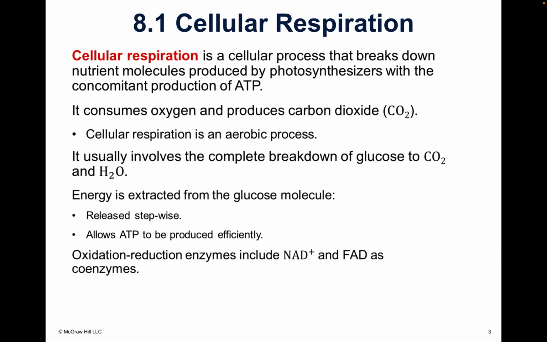So again, you see we're still working with the same things that we worked with in photosynthesis, our CO2 and our H2O. So energy is extracted from the glucose molecule, because remember, photosynthesis puts out a glucose molecule, okay? So remember that picture I showed you in chapter 6, where we take glucose and water and put it together. And that gives us, we go through cellular respiration because it's the opposite of photosynthesis. So oxidation reduction enzymes include NAD plus and FAD as coenzymes. So again, we're still working with those redox reactions.